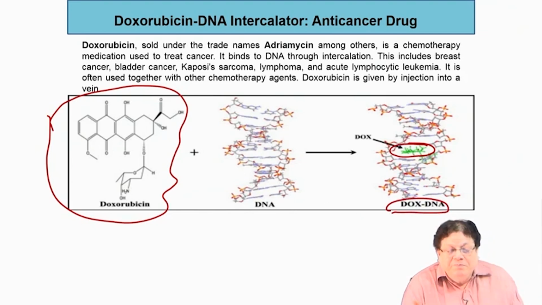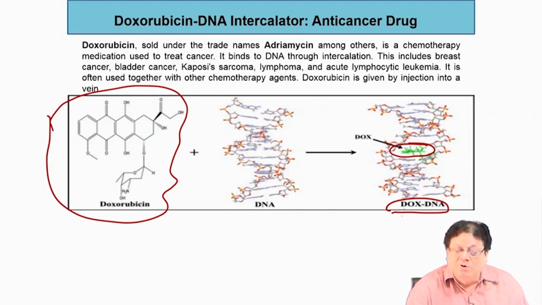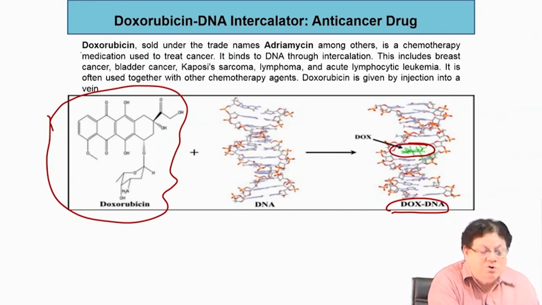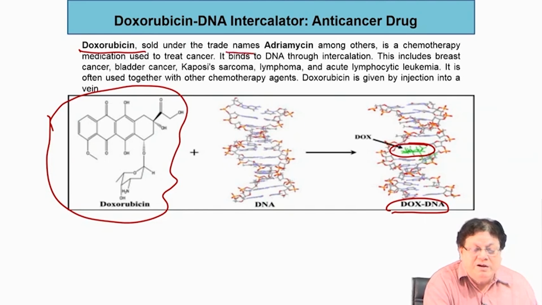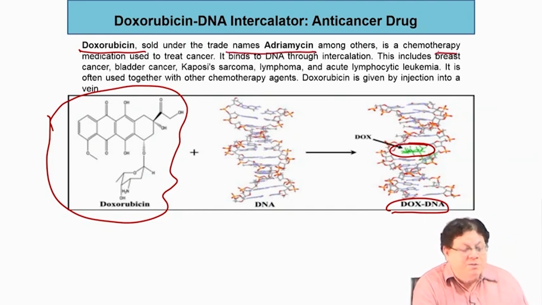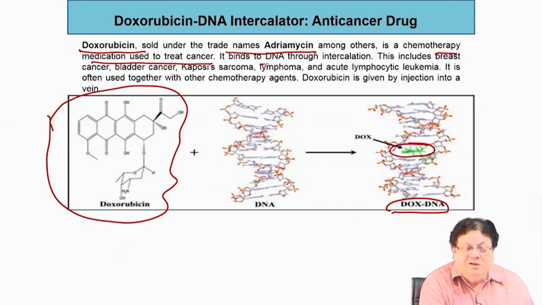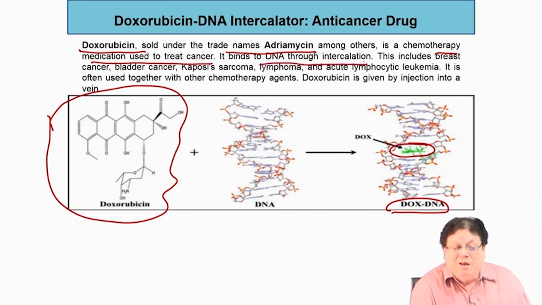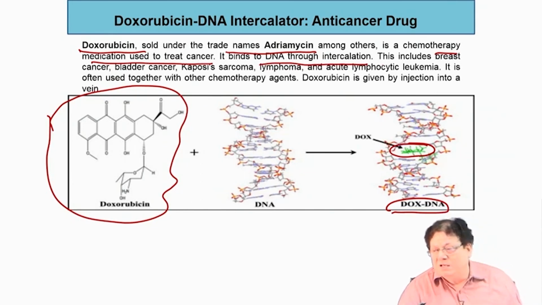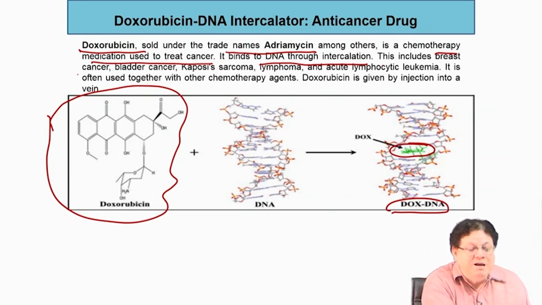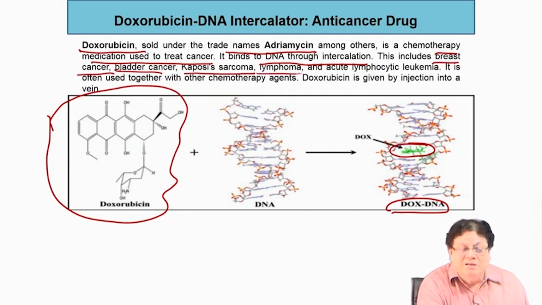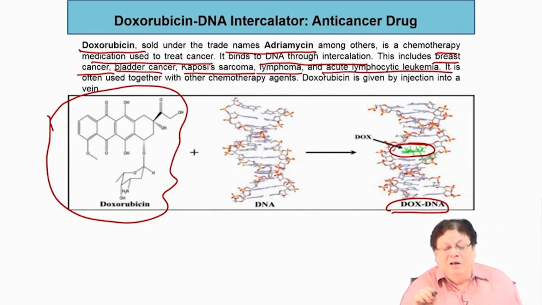When it is inside, the DNA cannot replicate or undergo transcription properly. Doxorubicin's trade name is adriamycin. It is a chemotherapeutic medicine to treat cancer. It binds to DNA through intercalation. So, what is the mechanism? Through intercalation. So, basically weak forces play a part here, no covalent forces. Okay. It is used for many cancers, breast cancer, bladder cancer, Kaposi sarcoma, which is a kind of skin cancer, lymphoma, acute leukemia.